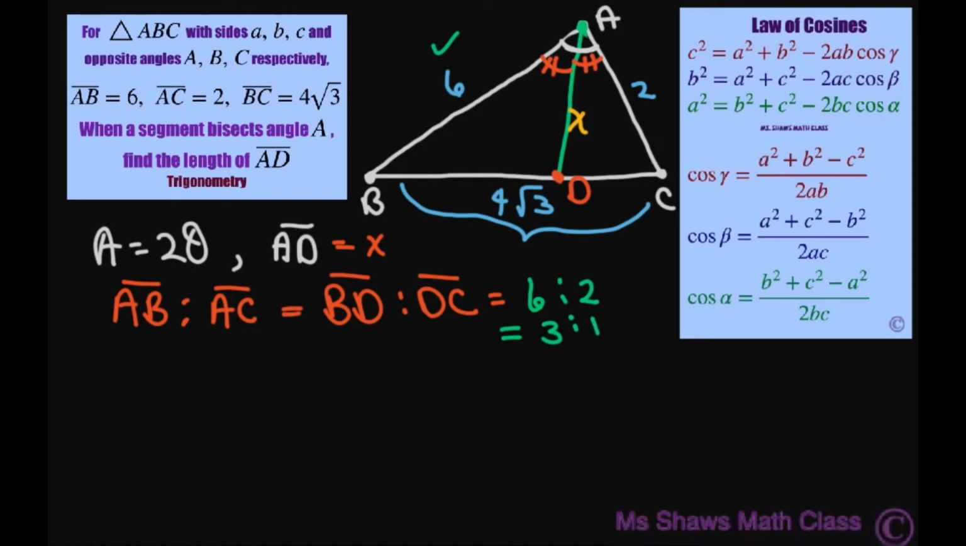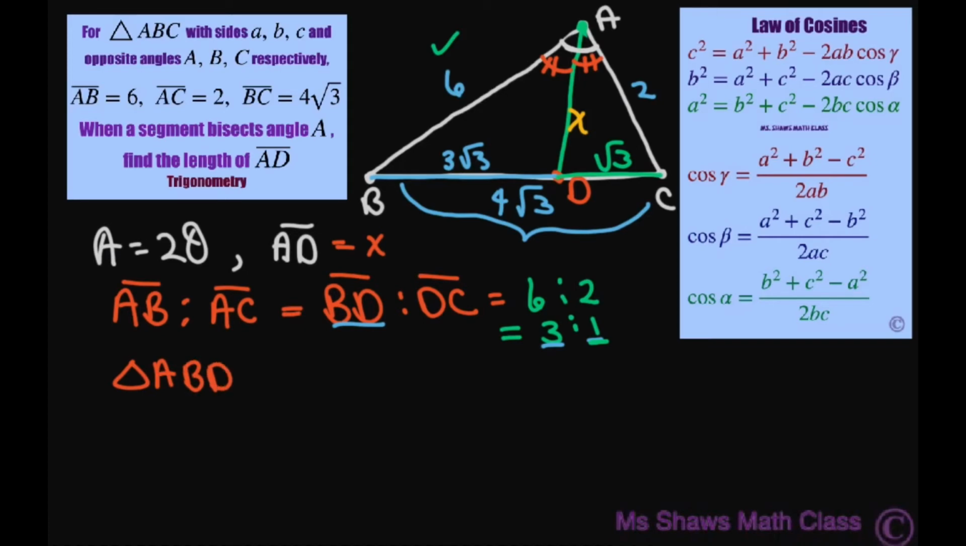The reason we're doing that is we need to find the length of BD. So BD here is going to be 3 parts, and this is going to be 1 part. So this is going to be 3 square root of 3, and this one right here is just square root of 3, or 1 times square root of 3. And when you add those up, you get 4 square root of 3.